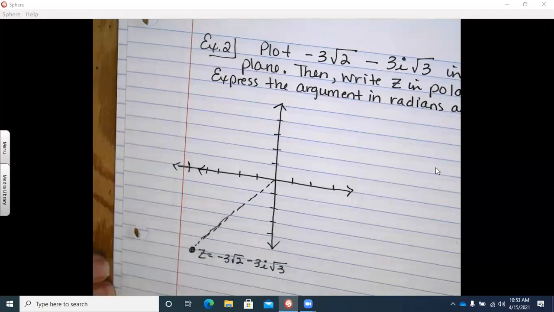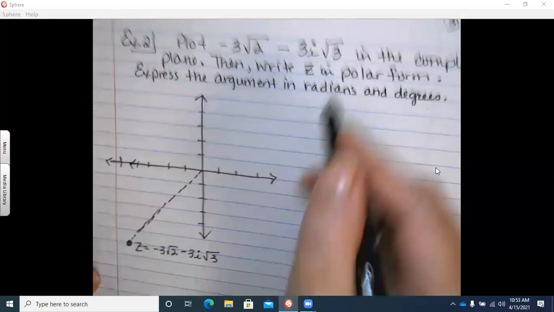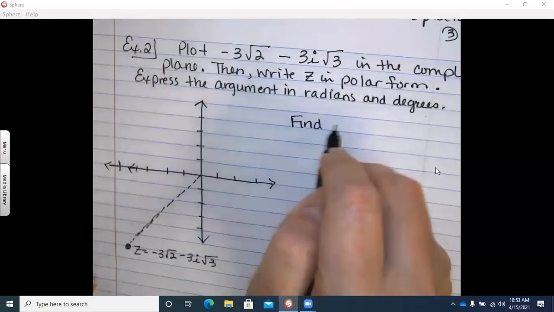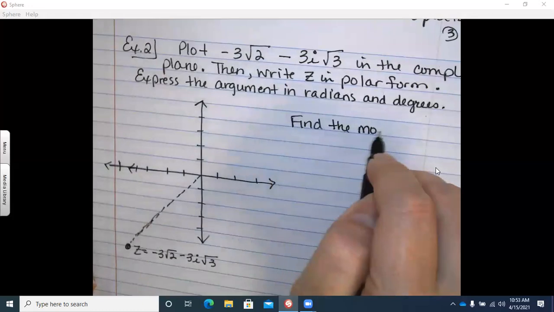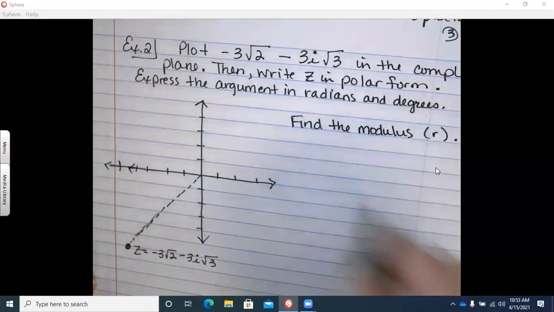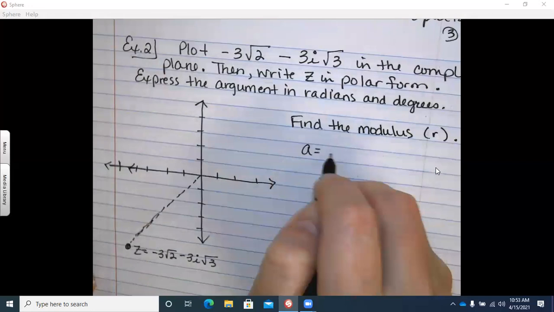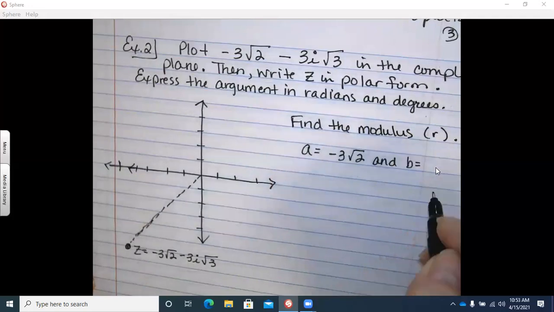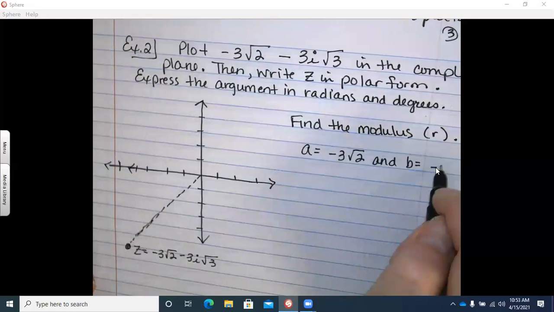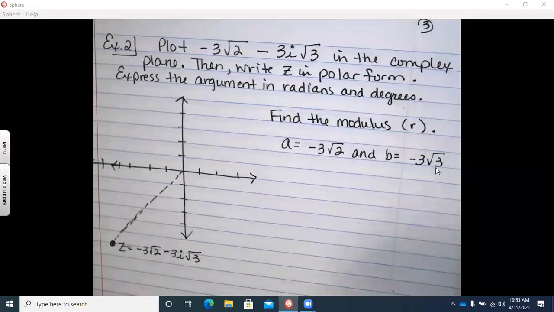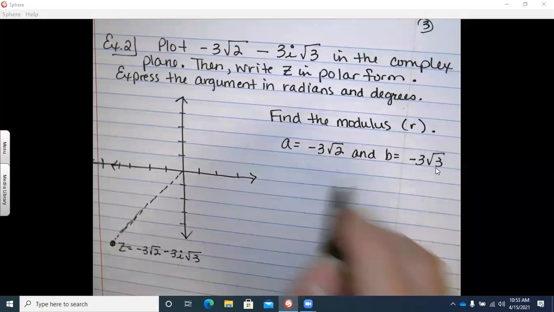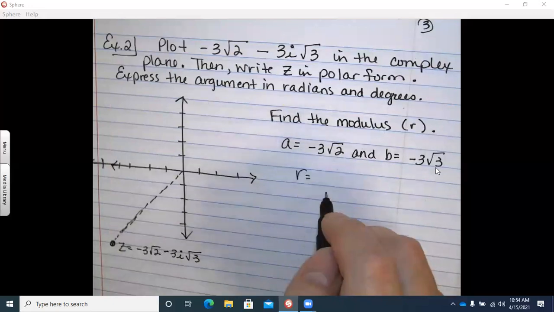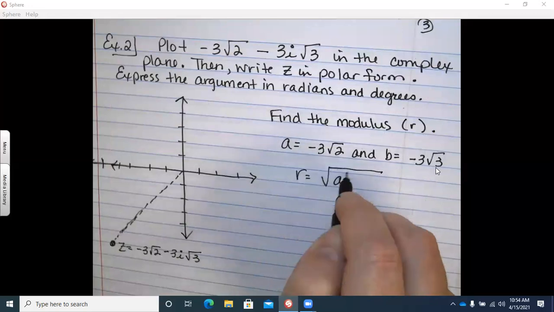So first thing I'm going to do is find the modulus, which is r. We know in this case, a is negative 3 square root 2. And b, you don't put the i when you say what b is, correct? So just b is negative 3 square root 3. You don't put the i in there, but it is negative. So to find r, which is the distance from the point to the origin, you take the square root of a squared plus b squared.